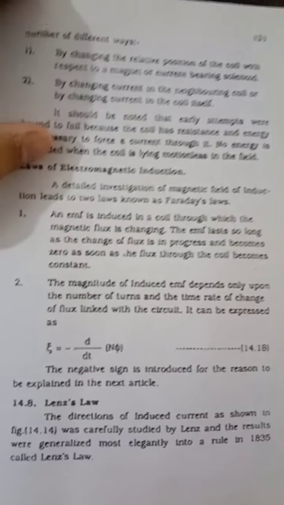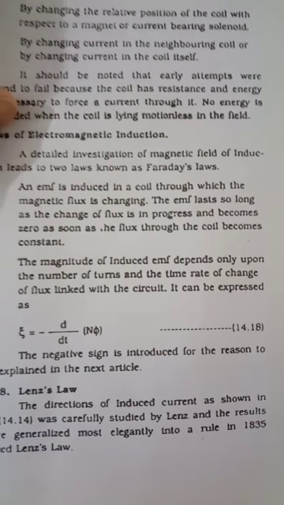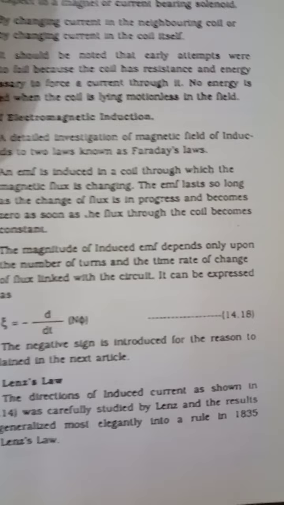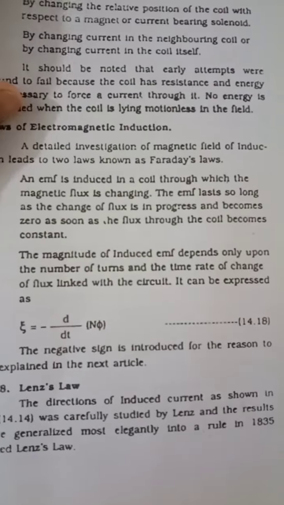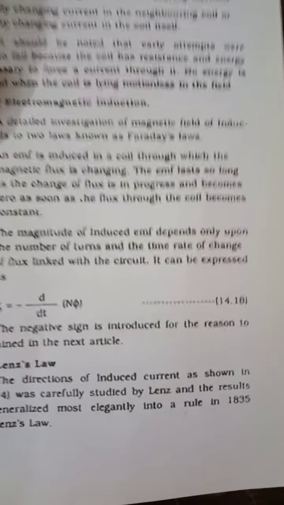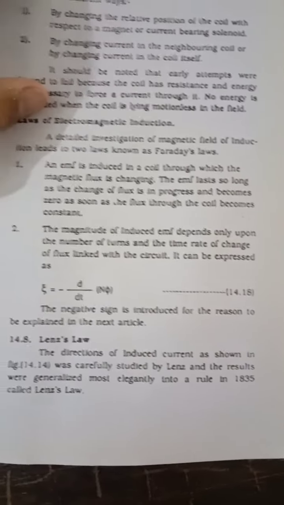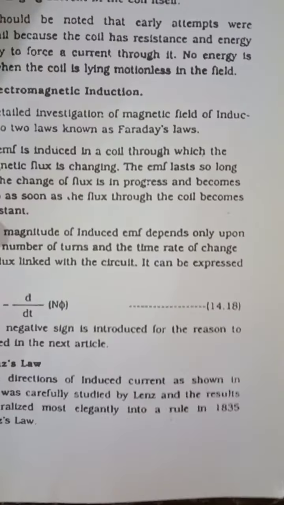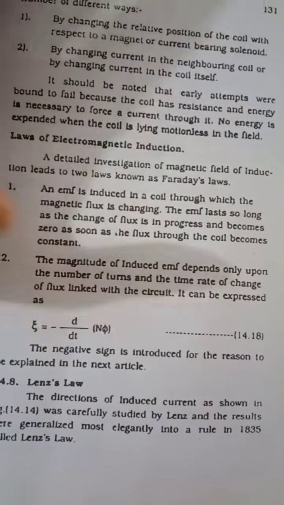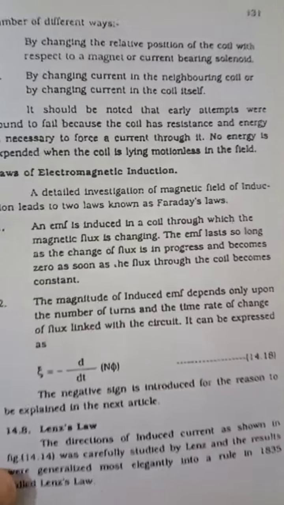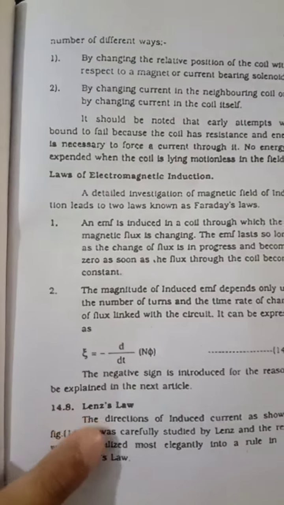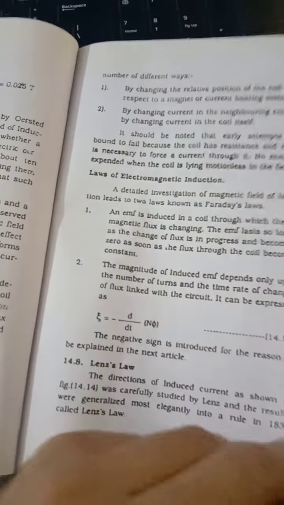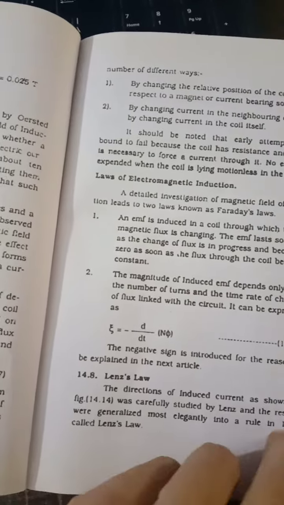The magnitude of induced EMF depends only upon the number of turns and the time rate of change of flux linked with the circuit. It can be expressed as this equation. The negative sign is introduced for the reason to be explained in the next article, which is Lenz's law.